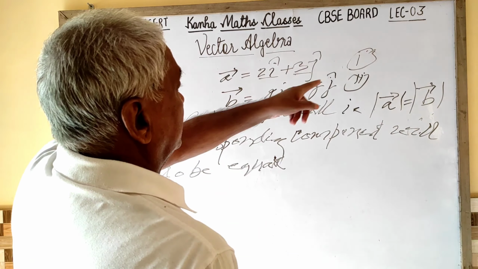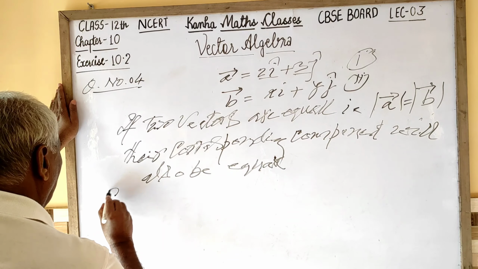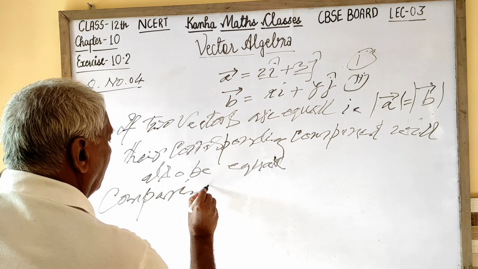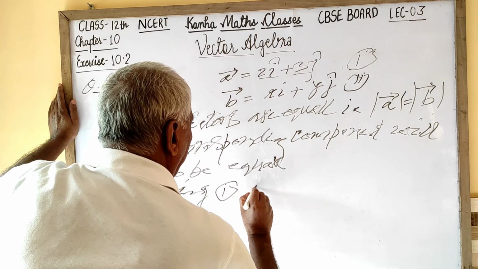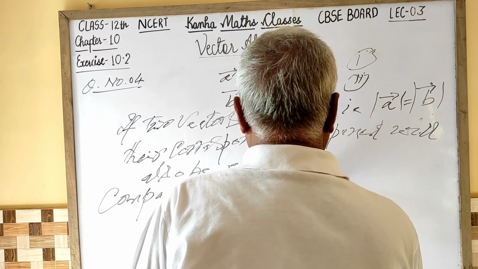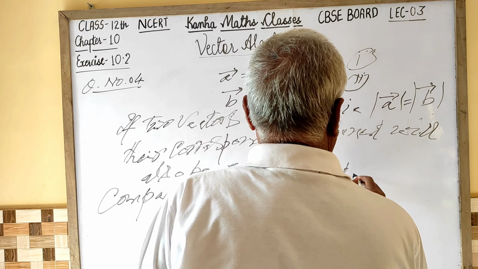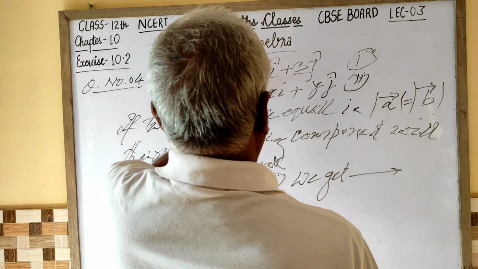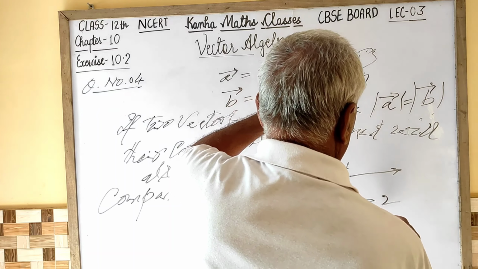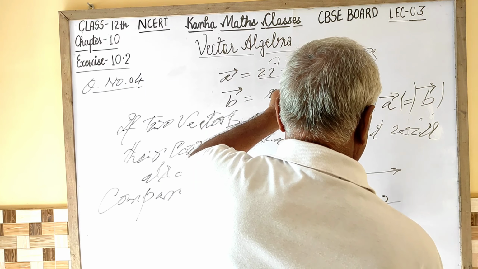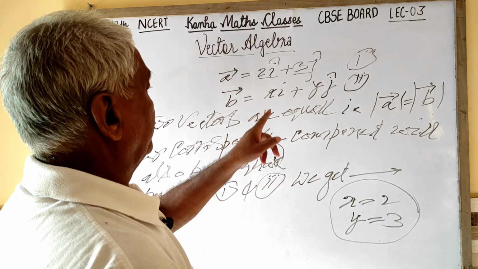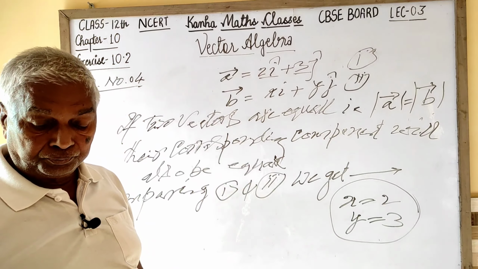Hence, comparing equations 1 and 2, we get x is equal to 2 and y is equal to 3. This is the answer for the requisite components in vector number 2.